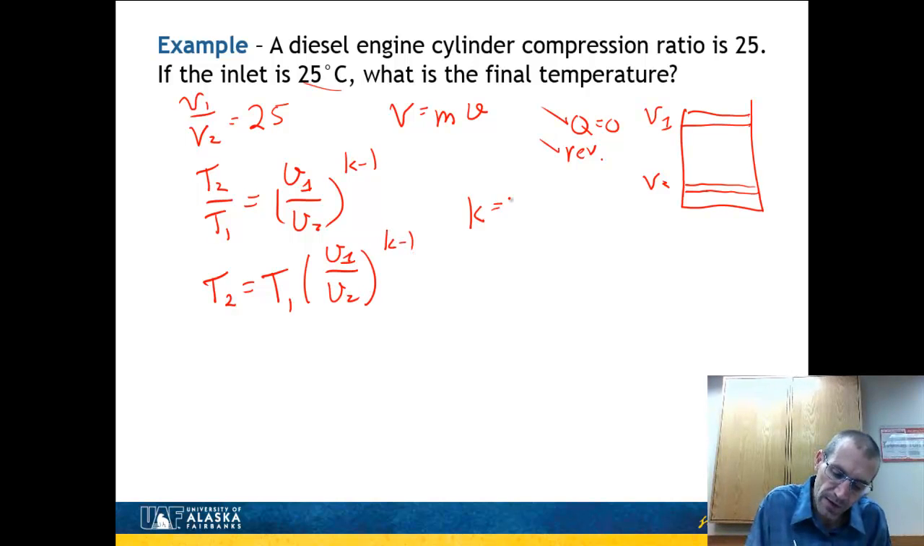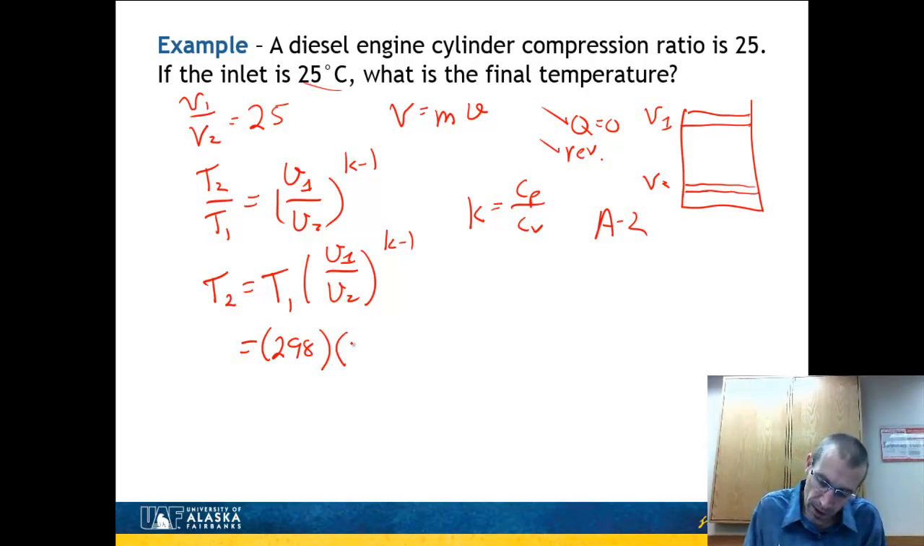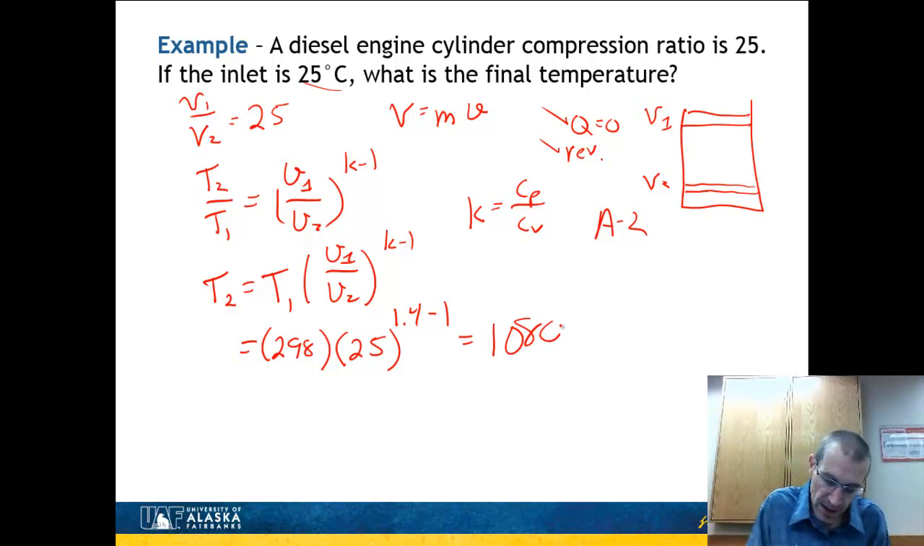And recall k is equal to the ratio of the heat capacities, Cp over Cv. You can get those off of table A2. The third column over gives you the value of k. So let's put our numbers in here. This would be 298. You need to use absolute temperatures here. And then my compression ratio is 25. And k is 1.4 for air. And I'm going to subtract 1. And that comes out to be about 1080 Kelvin, which is 807 degrees Celsius.